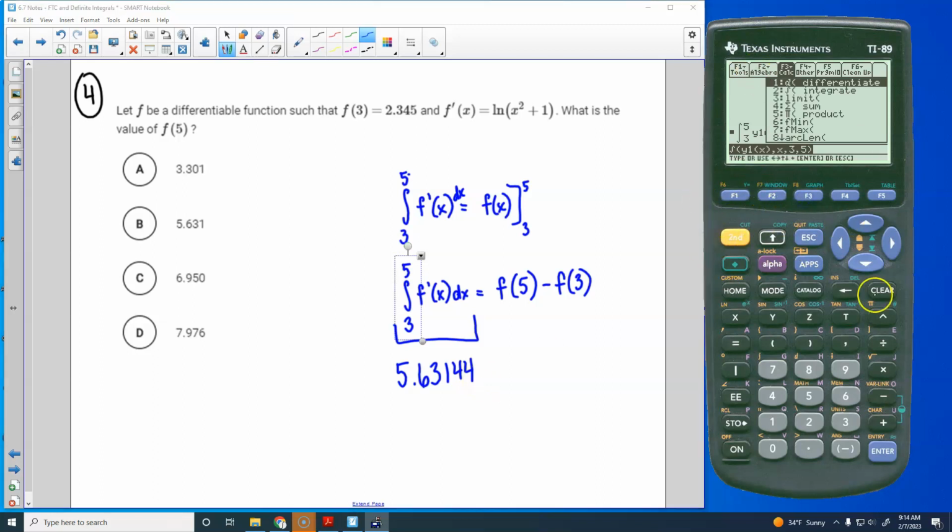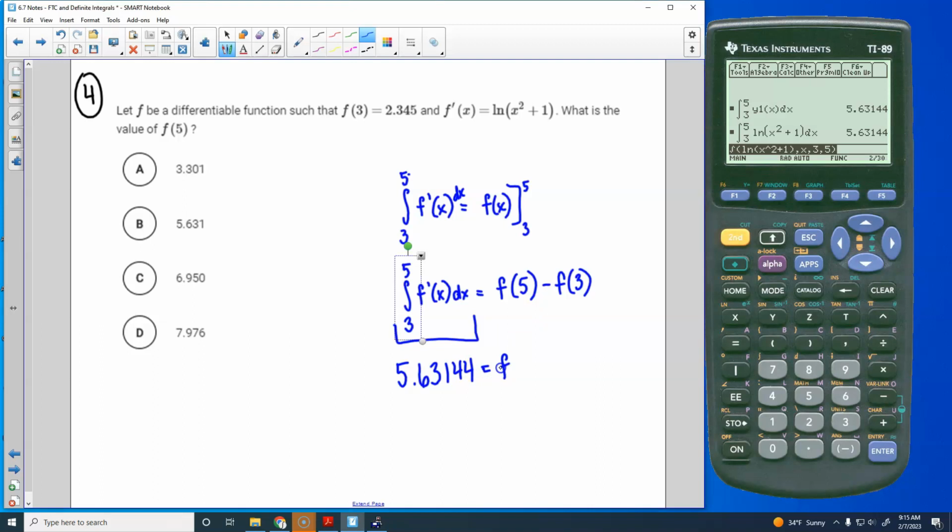You can also do this without using the y1. You would just integrate, and you would just tell it natural log of x squared plus 1 comma x comma 3 comma 5, and it'll give you the same thing there. So if you don't like using y1, you don't have to. I just prefer it because it makes it easier to type in this part here, but it's up to you. So this value is 5.63144.